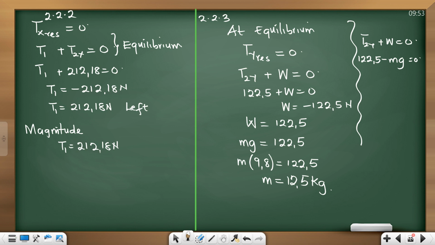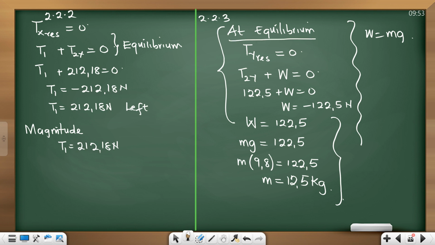So we have the equation W equals mg, right? Yes. And then we do know that the forces are in equilibrium, so W is equal to 122,5. Okay, I get what you're saying. So you just want to do this part. Right? Yes. It's okay. I'm just using this part here to emphasize what at equilibrium means. Okay?